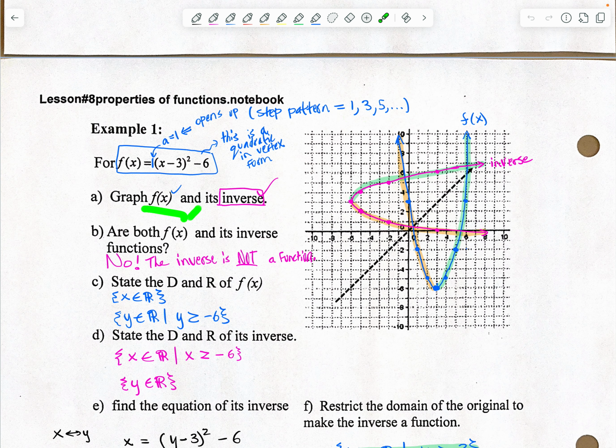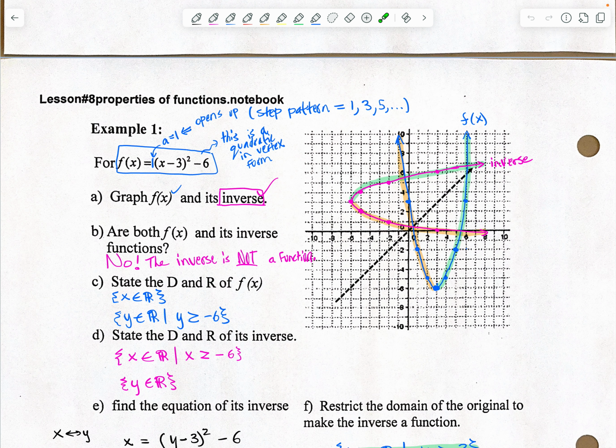If I wanted to graph f of x, I just put a dot at the vertex right here, (3, negative 6). And then I just use 1 right, 1 up, 1 right, 3 up, 1 right, 5 up, 1 right, 7 up. But you get the idea. And then 1 left, 1 up, 1 left, 3 up, 1 left, 5 up, 1 left, 7 up, like that. And then you get the quadratic function right there. So that's f of x.